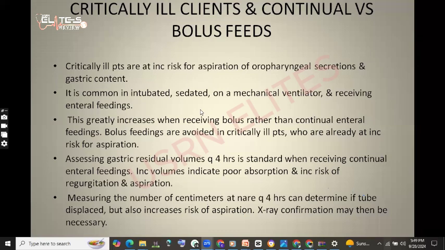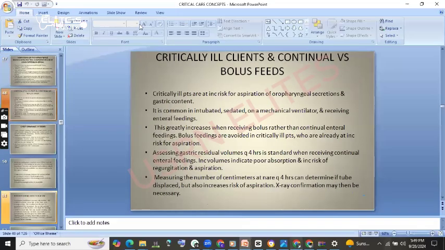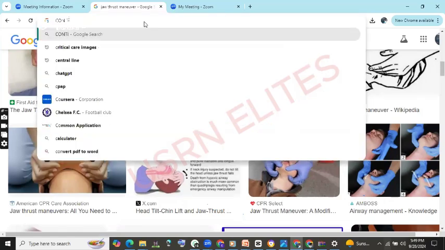Let me show you quickly before we even start this one. Some of us get it better in pictures. It's when you see the pictures, right?